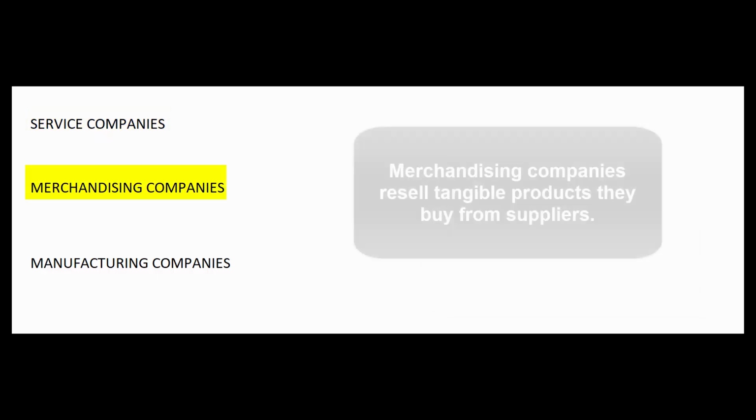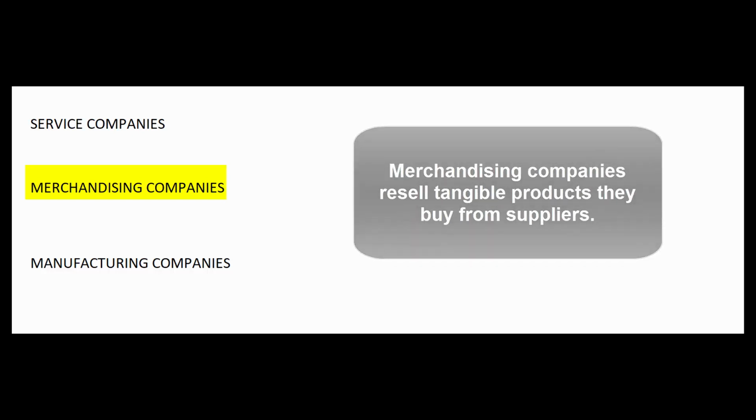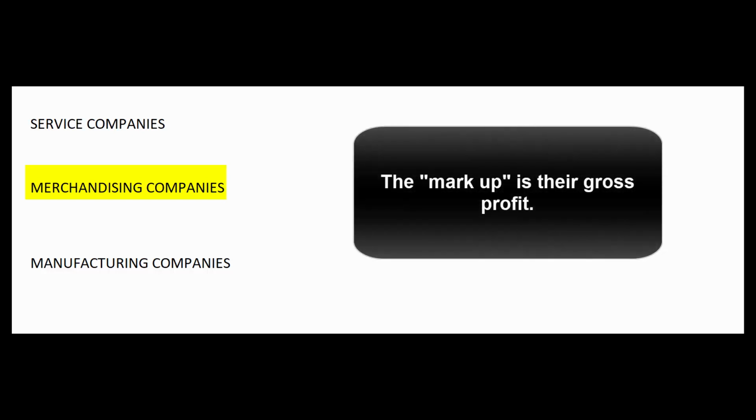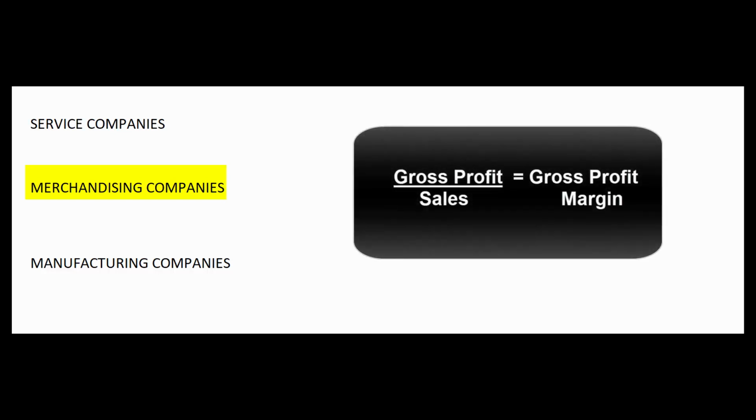A merchandising company sells things. They buy things from a manufacturer or a wholesaler and sell them for more than what they paid for them. And that markup, that difference between what they paid for it and what they sold it for, that's called gross profit. And gross profit divided by sales price is gross profit margin.